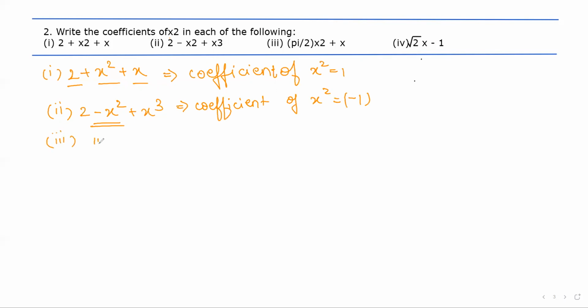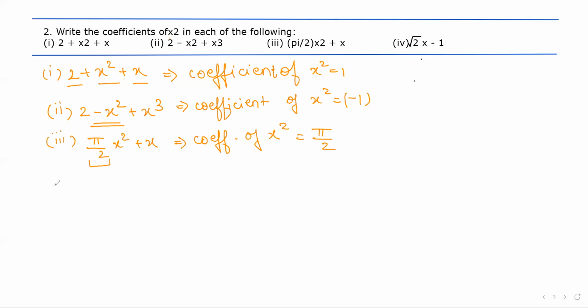In the third one, you have pi by 2 x square plus x. Coefficient of x square is, now x square is preceded by pi by 2. So pi by 2 is your coefficient. Pi by 2 is a constant over here.